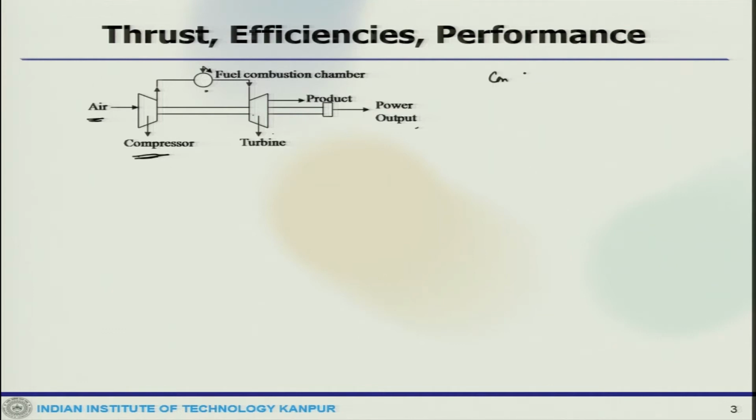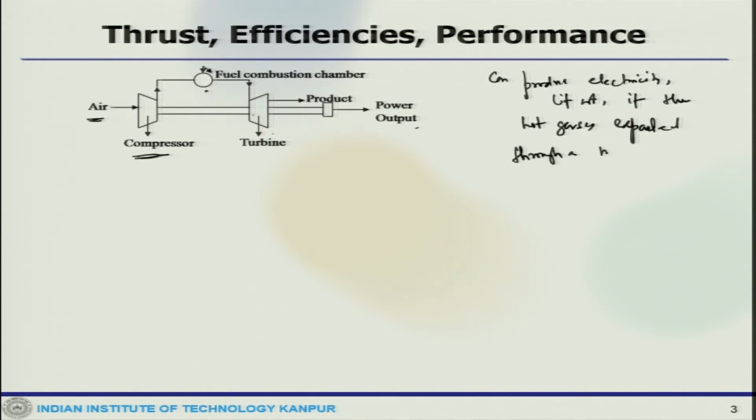So, this can produce electricity, it can lift weight, and if the hot gases expanded through a nozzle at high velocity, it can produce thrust. So, that is what happens.